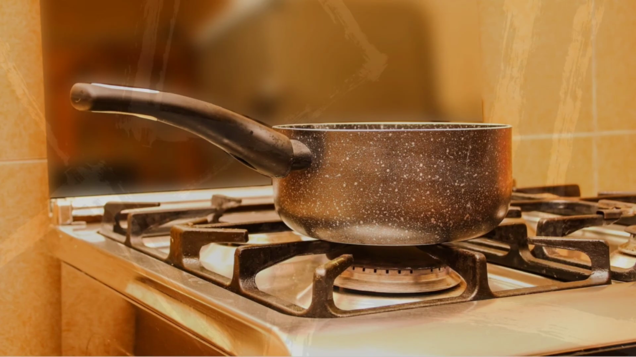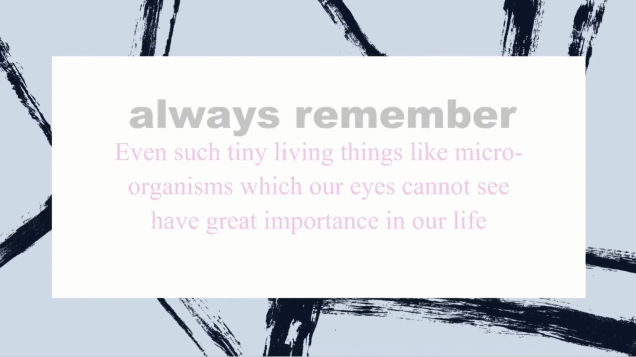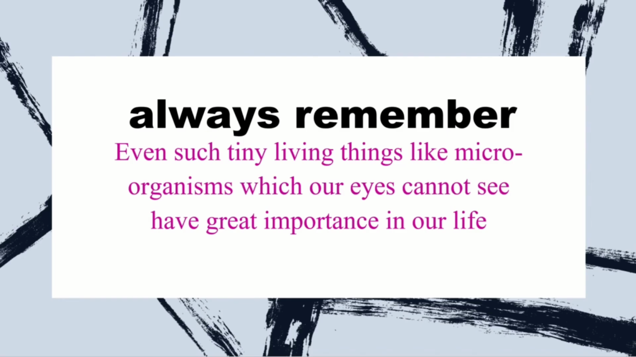So by this, children, I hope you have understood the lesson. Just to revise, there is another thing which we always have to remember. Even such tiny living things like microorganisms, which our eyes cannot see, have great importance in our life. Always remember this. Microorganisms have great importance in our life. So to kill those microorganisms and to prevent diseases, we always have to drink clean and safe potable water.